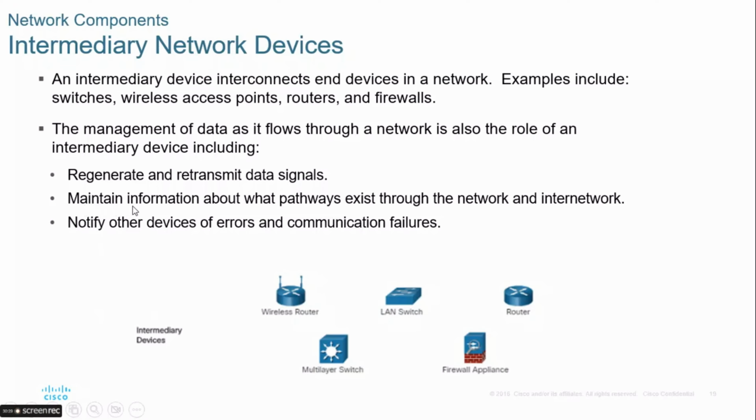Number two, maintain information about what pathways exist through the network. That's the role of a router. The router is the one that decides which way your packet flows and how the packet behaves when it is within the network. Number three, notify other devices of errors and communication failures. That mostly is achieved by a router or a firewall, depending on the configuration.